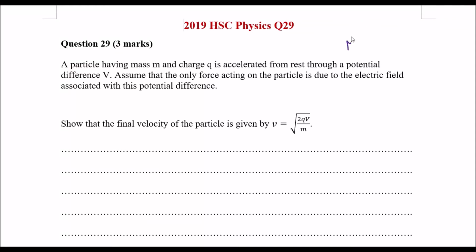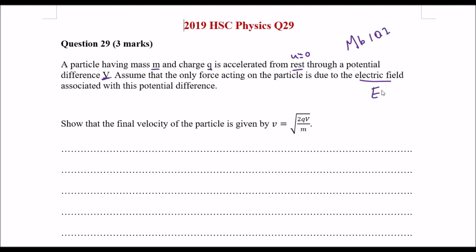Mr. Wong here. Today we'll be covering the Module 6 Inquiry Question 1, the 2019 Physics paper, Question 29. We have a particle with a mass of m, a charge of q, accelerated from rest, meaning the initial velocity is 0, through a potential difference of V. Assume that the only force acting on the particle is due to our electric field.